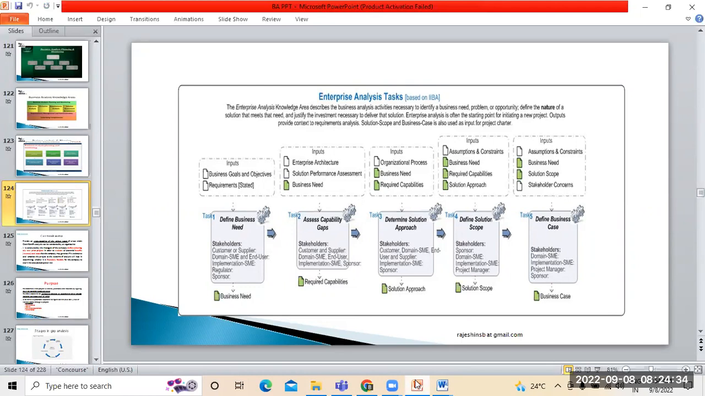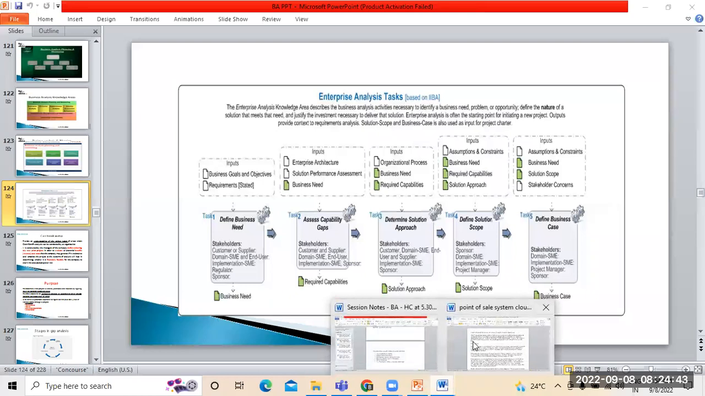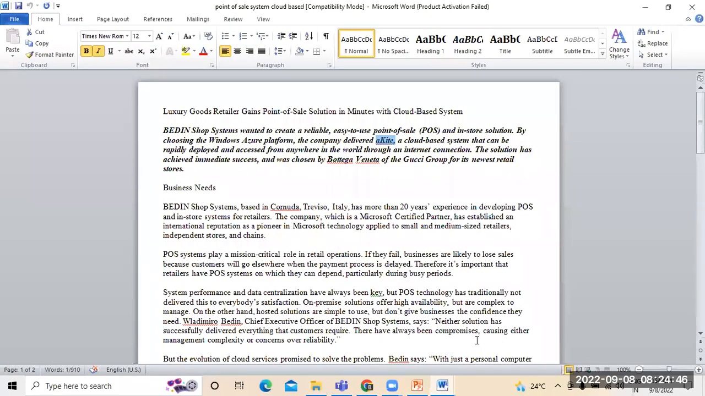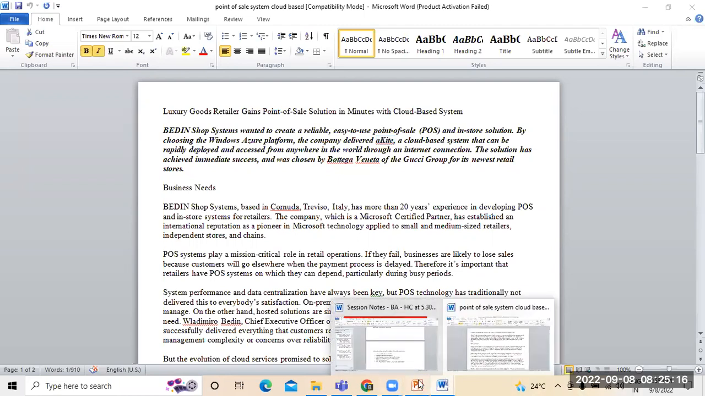Next, assessing the capability gaps, nothing but existing versus proposed. This is what we call gap analysis. It means, why are we developing a cloud-based point of sale system, for what reason? And what was the existing traditional point of sale system? What are the different features and functionalities involved in it, and how different must it be in reference to the existing system? That is the difference which, being a business analyst, you need to understand. That is what we do under assessing the capability gaps.